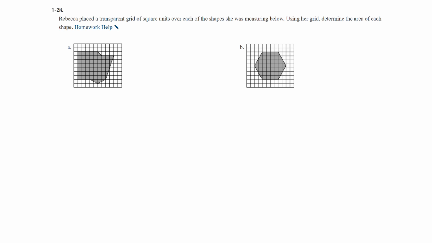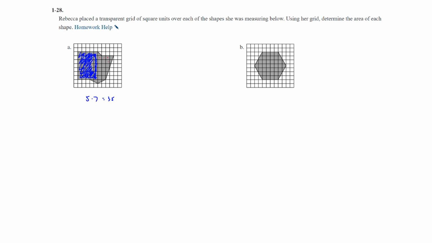Question 28. Rebecca placed a transparent grid of square units over each of the shapes she was measuring below. Using her grid, determine the area of each shape. As we look at part A, you can look at the number of squares that are completely filled in. I'm looking at 1, 2, 3, 4, 5 across, and then 1, 2, 3, 4, 5, 6, 7. So if I fill all of these in, that would be 5 by 7, so that's 35 squares. Make sure I don't recount any of those.